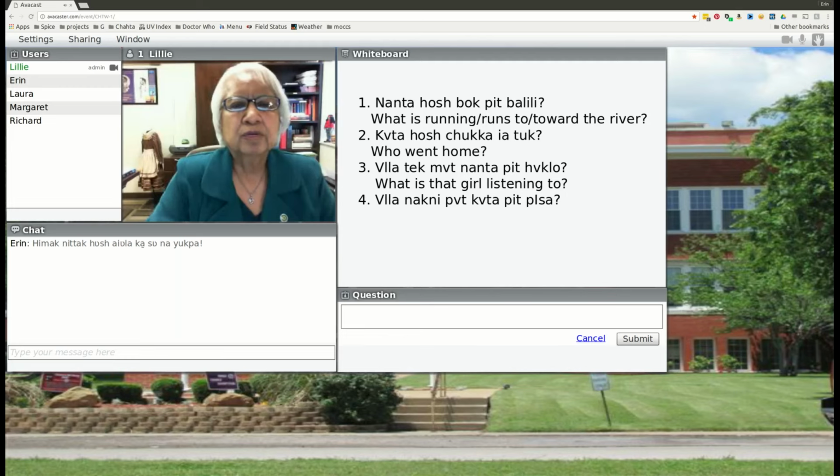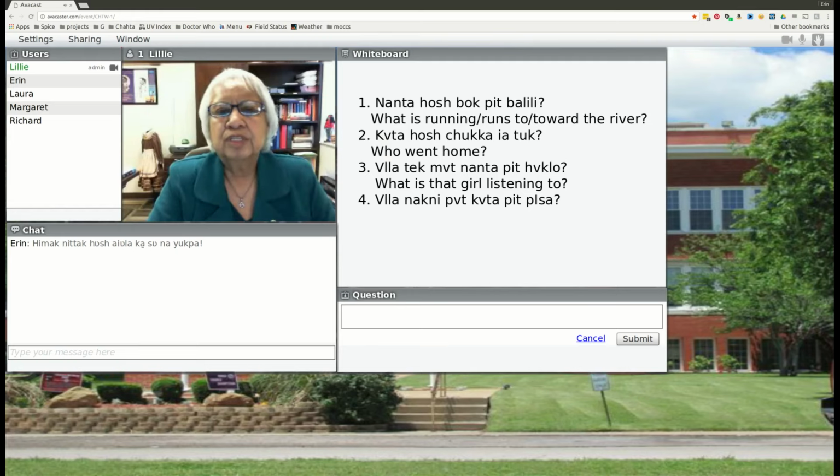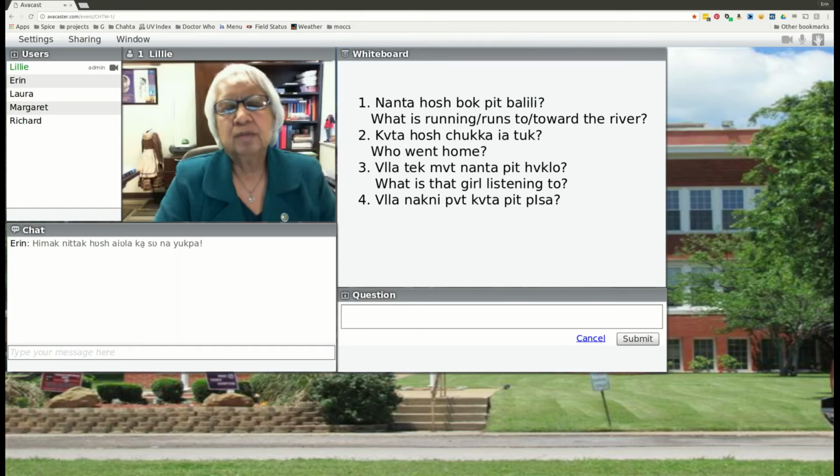And the fourth one, Allah nakni pat. This boy, there's no word that says little. This boy, kata pit pinsa. Kata pit pinsa. And here we're going to use that helping word again for see. Does see.